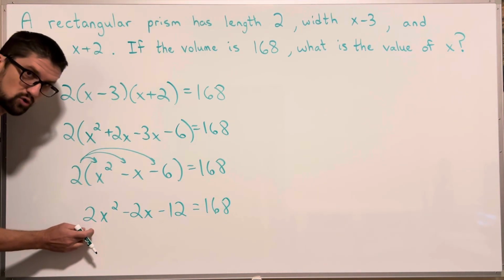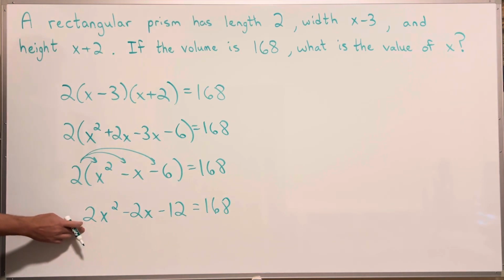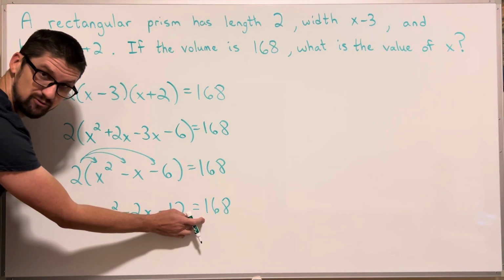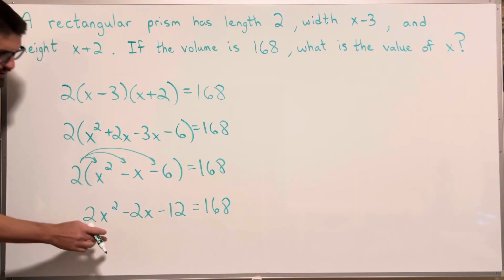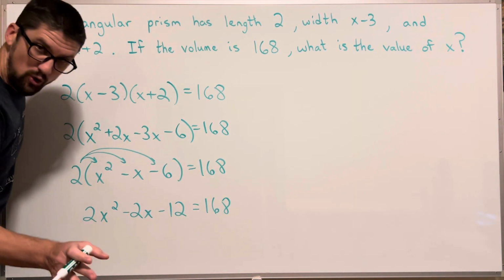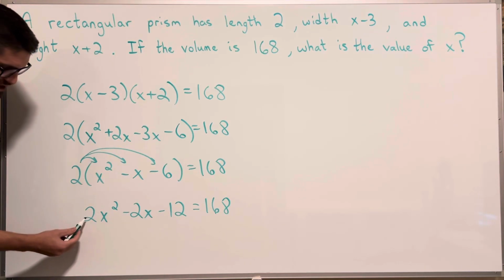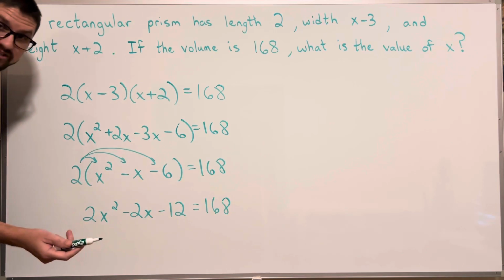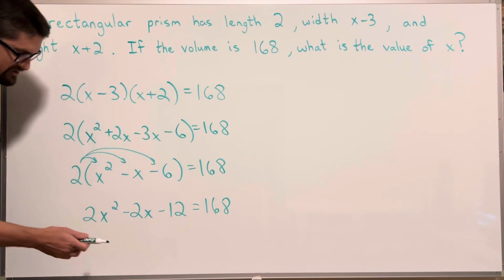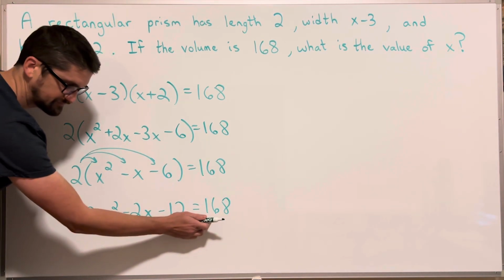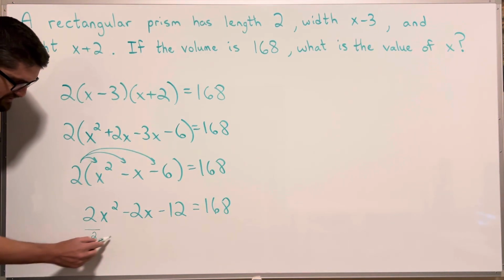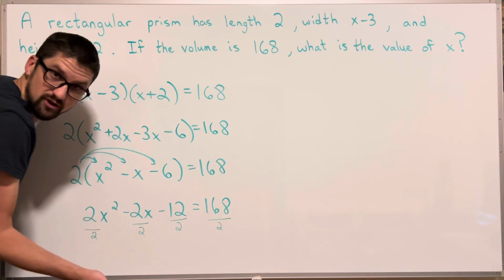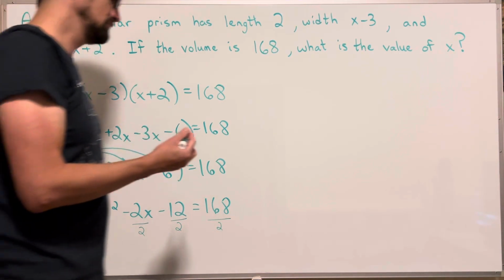Now this is quadratic, so I want to get one side to 0. I'm going to solve this by factoring. One thing you can notice here is that every single term on both sides is divisible by 2. So you can divide both sides by 2 to make the numbers a little bit smaller. It might help you out.